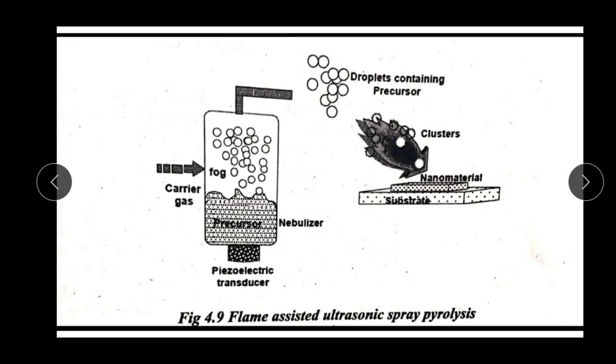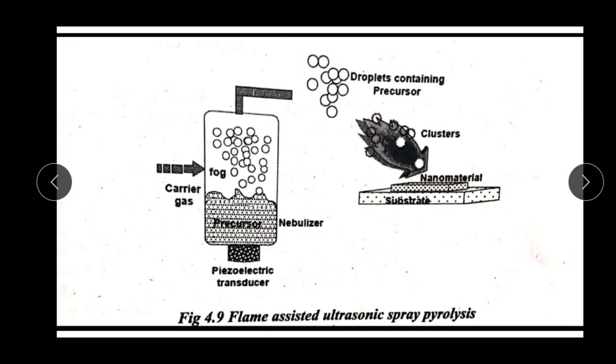Now we will come to the next method, that is the flame assisted ultrasonic spray pyrolysis. As you can see in the image, dear students, this is the flame assisted ultrasonic spray pyrolysis, in which the precursors are nebulized, and then unwanted components are burnt in a flame to get the required materials. For example, zirconium oxide has been obtained by this method from precursors zirconium, CH3, CH2, and CH2O4.